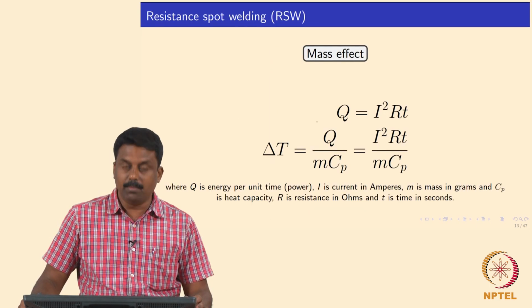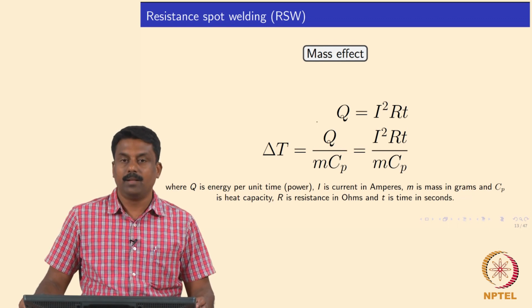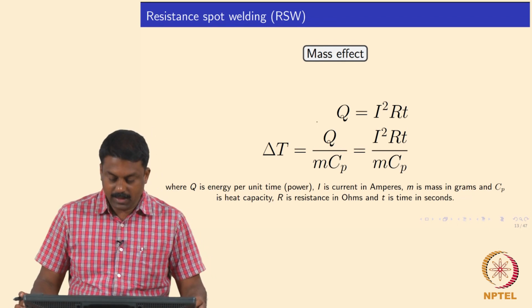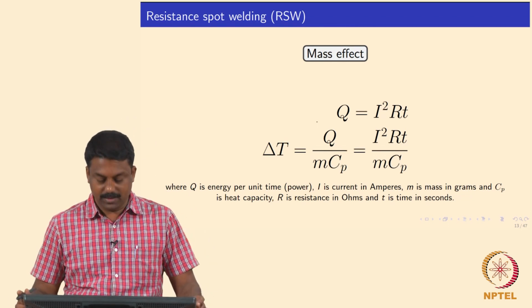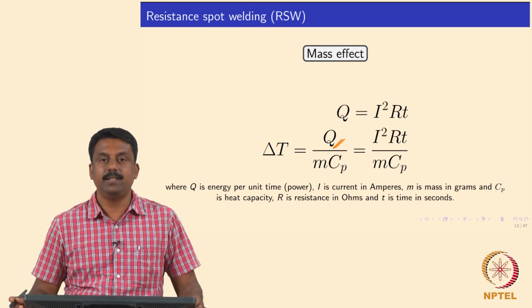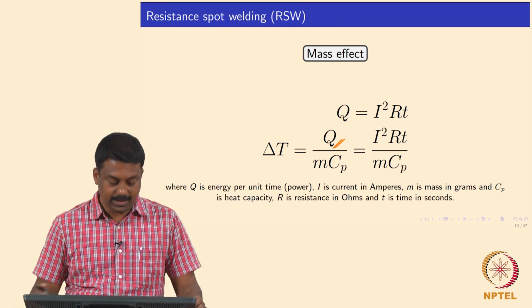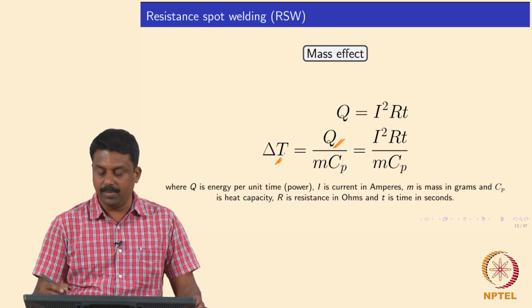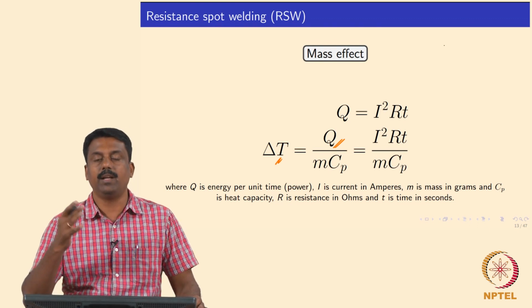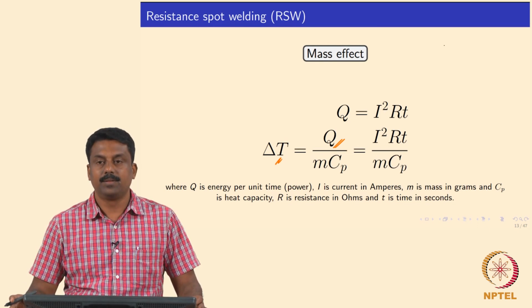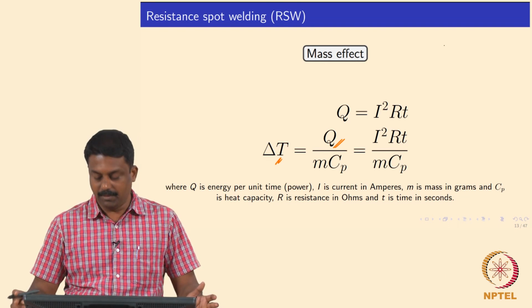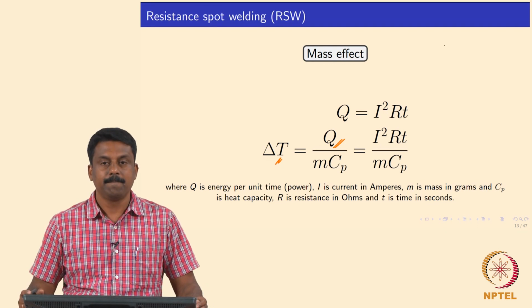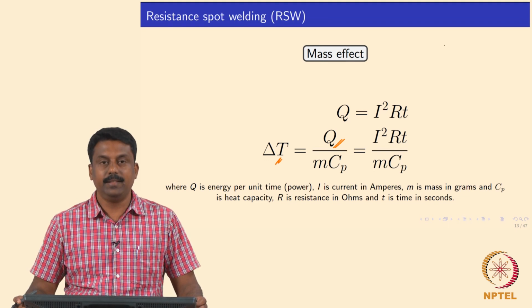Okay, so this is the mass effect I was talking about. It is very important. In order to calculate the amount of heat or energy needed to heat up a material, typically you want to heat from room temperature to above the melting point. Then how do you calculate how much current you need to achieve a required weld nugget diameter? You can use a simple physical law. M here is the mass of the nugget.